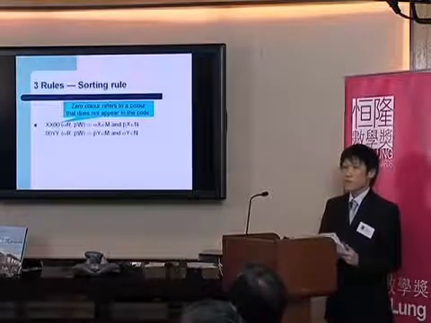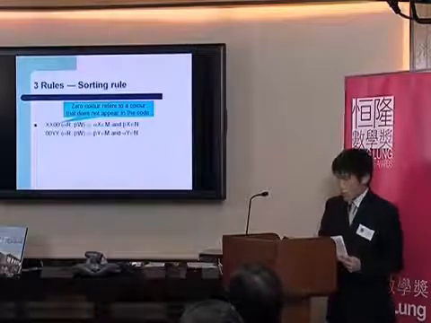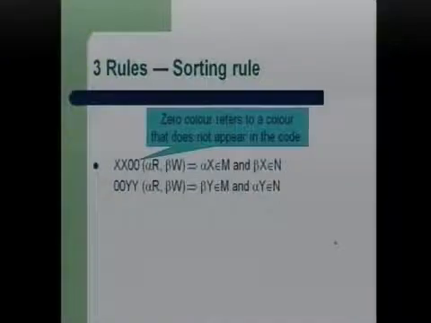Now, let me introduce 3 rules. Sorting rule states that if our trial is in this form, then we know that there is alpha x in Group M and beta x in Group N. Here, the color 0 refers to a color which is known as not appeared in the code.